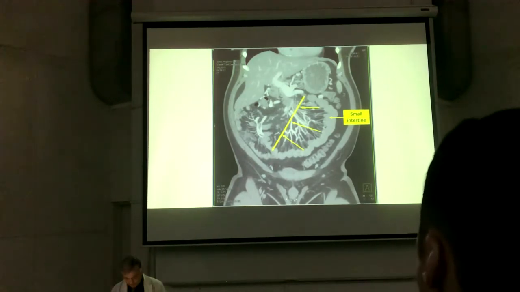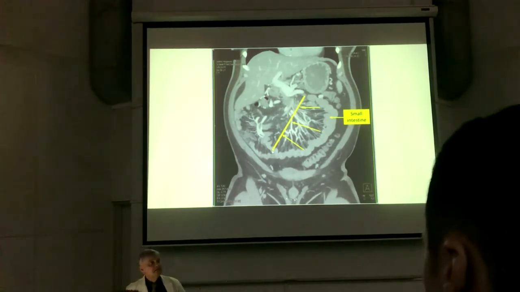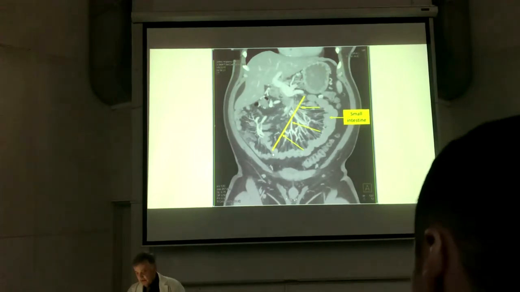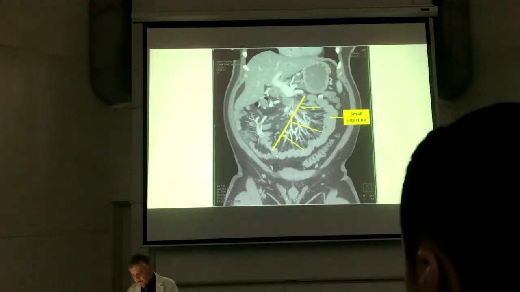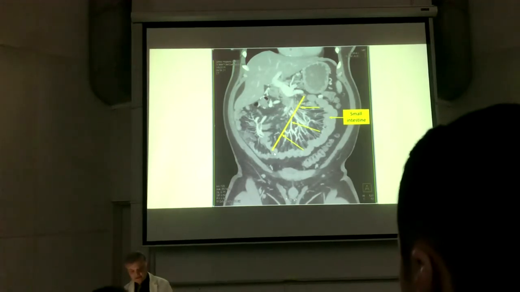Do you know why I put the end of this line at this point? Because here, small lumen filled with fluid, no gas. Immediately it changes into larger lumen with gas. So this is the beginning of large intestine. And this is the last part of small intestine.